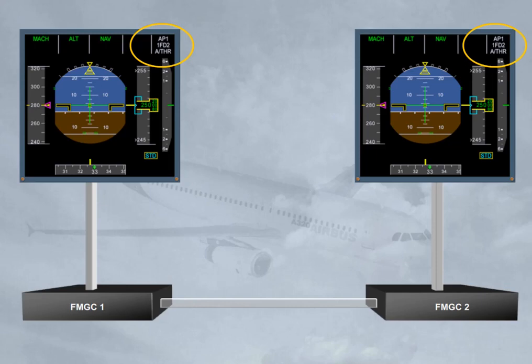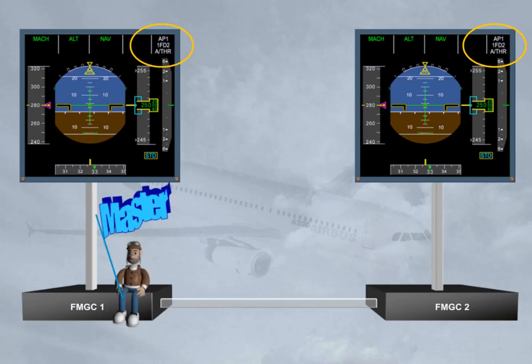If autopilot 1 is on, FMGC 1 is master. If autopilot 2 is on, FMGC 2 is master. If autopilot 1 plus 2 and/or flight director 1 plus 2 are on, FMGC 1 is master. Here, FMGC 1 is the master as autopilot 1 is on.